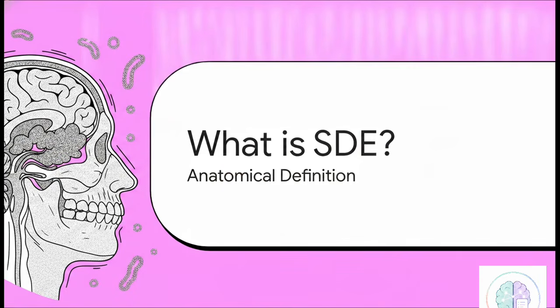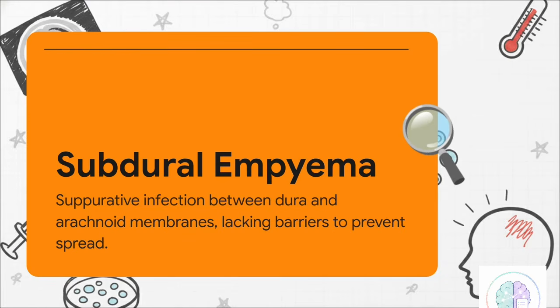Okay, part one. What is subdural empyema? Let's establish exactly what we're dealing with anatomically. So what is SDE? Well, historically, before 1943 or so, they called it a subdural abscess. But to be precise, subdural empyema is a suppurative, meaning pus-forming, infection, and it forms right in that space between the dura and the arachnoid membranes.